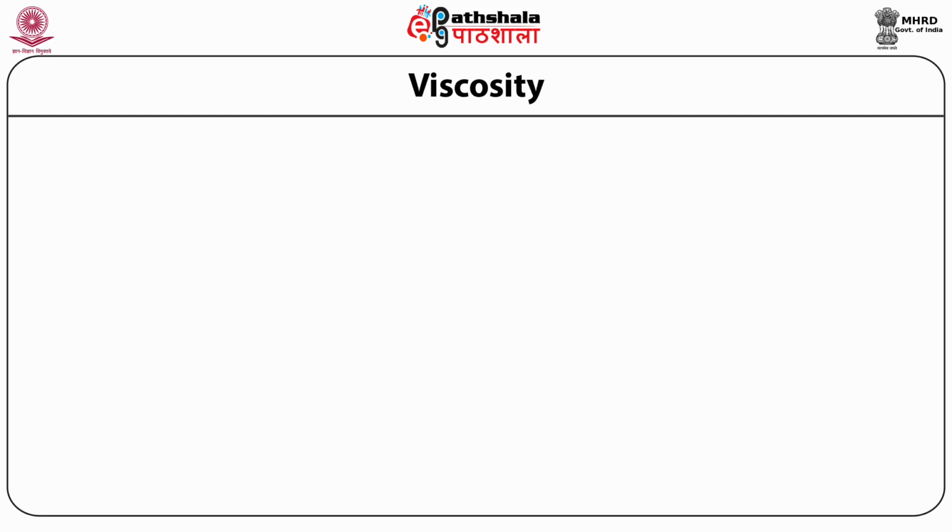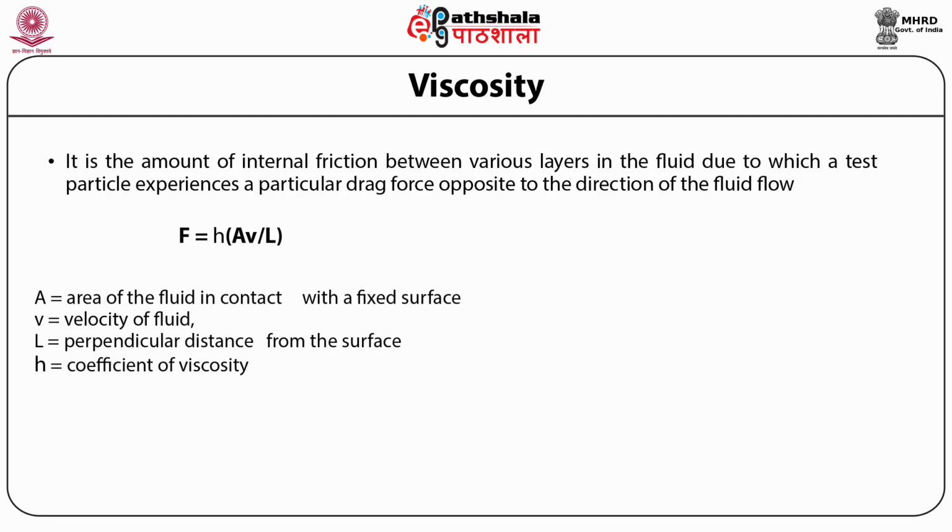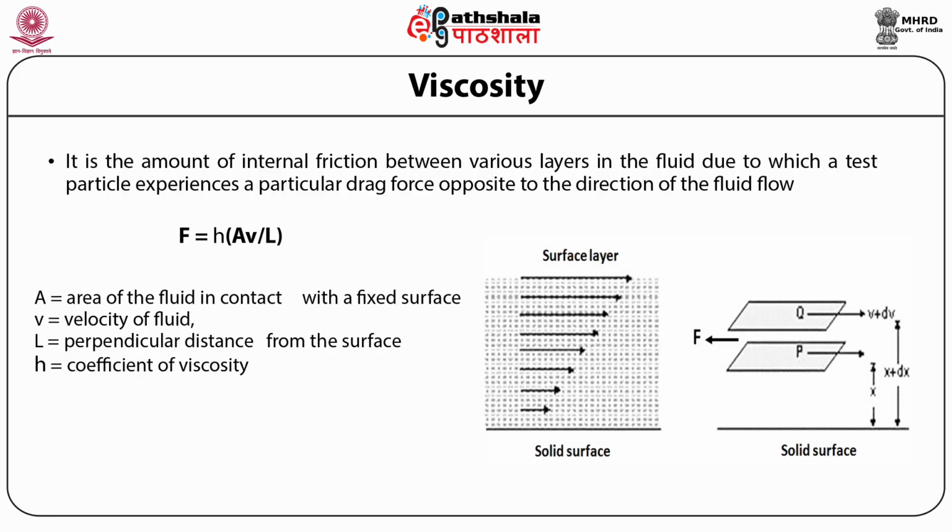Let's now come to viscosity. It is an amount of internal friction between various layers in the fluid, due to which a test particle experiences a particular drag force opposite to the direction of the fluid flow. Mathematically, the expression for the drag force is given as F equals eta, which is the viscosity coefficient, times A times V divided by L. A is the area of the fluid in contact with the fixed surface, V is the velocity of the fluid, L is the perpendicular distance from the surface, and eta, as I said, is the coefficient of viscosity.